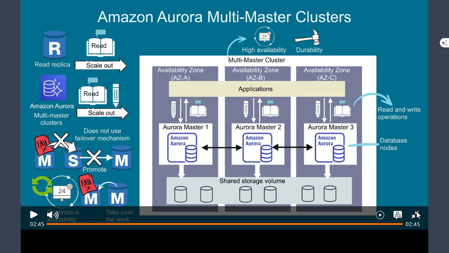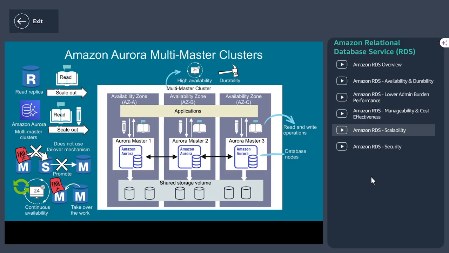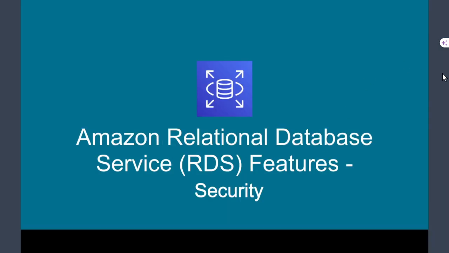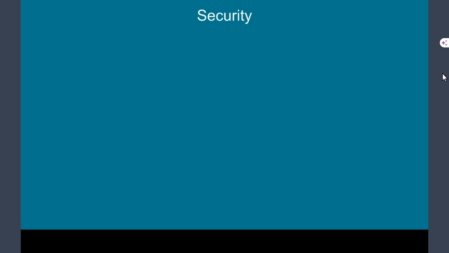So let's move to the next slide, which is almost the last one. It's security. Amazon Relational Database Service features. Security. Here are the key features.